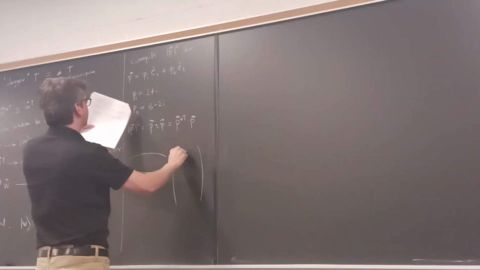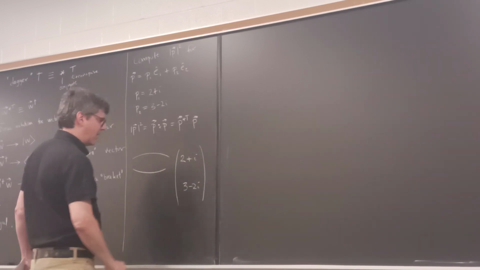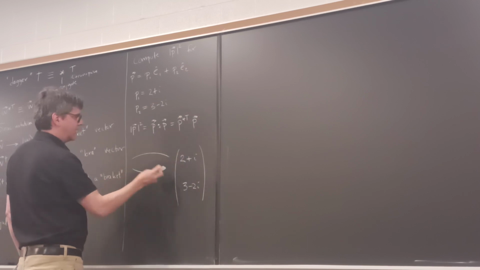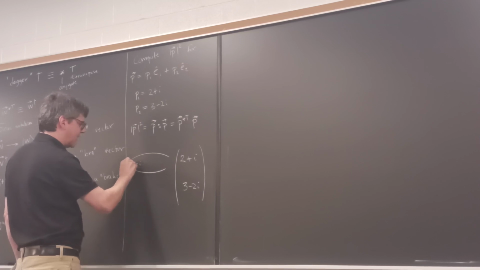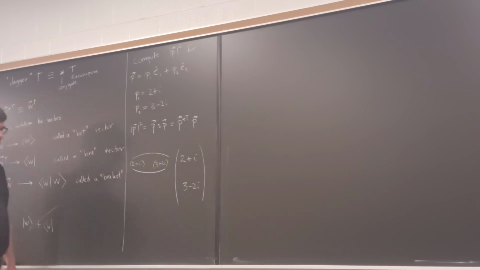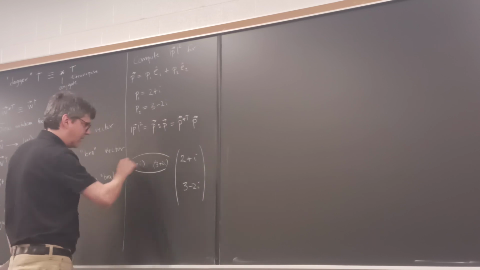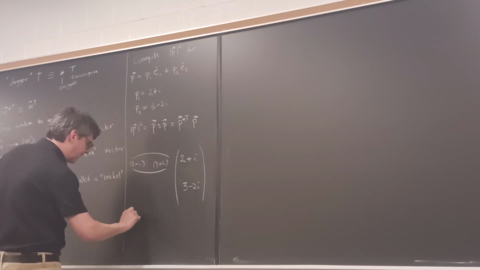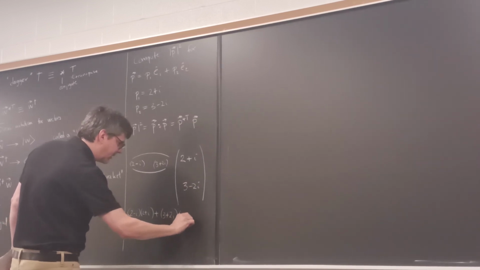So this thing then would be the following. P1 is 2 plus i and P2 is 3 minus 2i. But when I transpose it, I have to take the conjugate, so I'll have 2 minus i in the first position here, and then I'll have 3 plus 2i in the second position. Okay, and so now when I do the matrix, I take this row and multiply it by the column. I'll have 2 minus i times 2 plus i plus 3 plus 2i times 3 minus 2i.